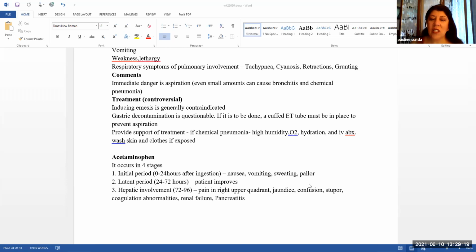Gastric decontamination is questionable. If it is to be done, the child needs to have a cuffed ET tube in place because they want to prevent any of the chemical getting into the lungs. Generally, they provide supportive treatment. If they have a chemical pneumonia, they'll be in high humidity. They'll be given oxygen, hydration, IV antibiotics. If it is on their skin and clothing, please remove the clothes and wash their skin.